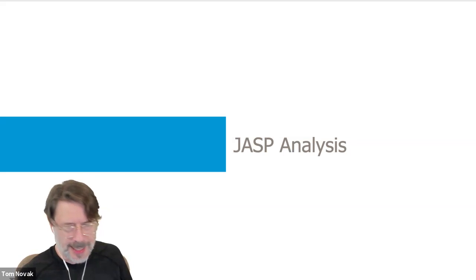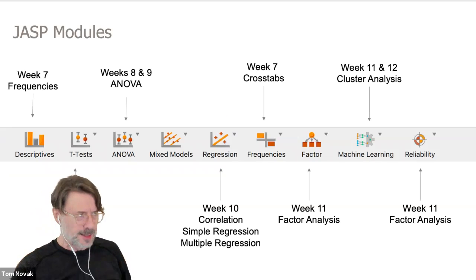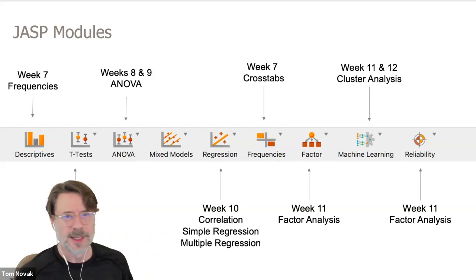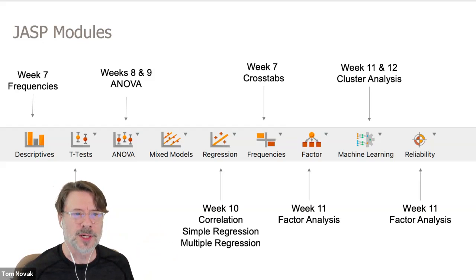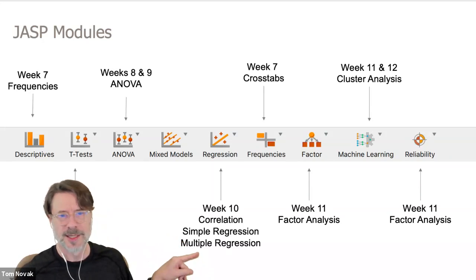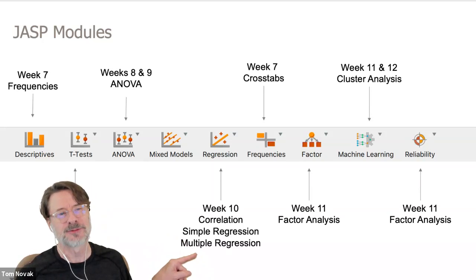Now, for the analyses here, at the very top, there's that ribbon. And this maps in where we are. So we're going to talk this week about frequencies. Frequencies are in the descriptives module. These are the modules. And then it's a little bit weird. The frequencies module has crosstabs. You might think frequencies are in frequencies, but frequencies are in descriptives, and crosstabs are in frequencies. But that's where you find this stuff.